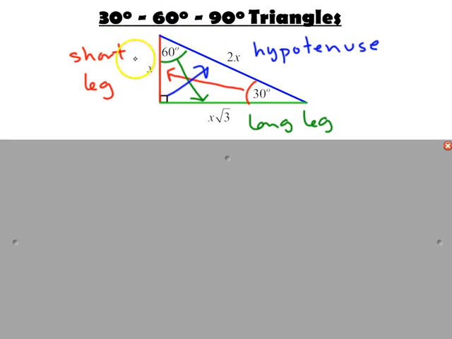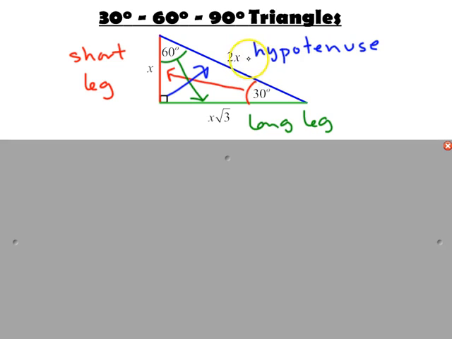So everything is based off of the short leg. This is the one that gives you the most information. If you have the short leg, you need to multiply by 2 to get the hypotenuse. And then if you have the short leg, you multiply by the square root of 3 in order to get the long leg. So that is the key.